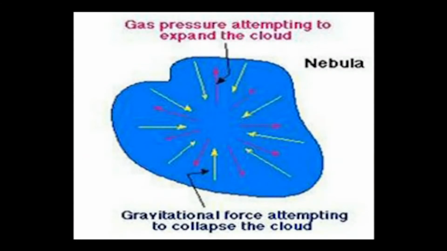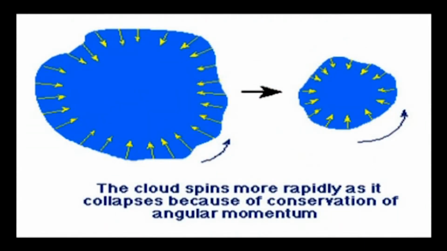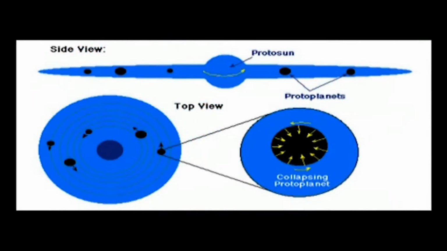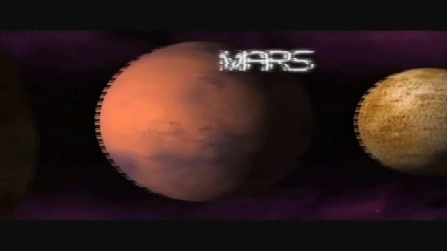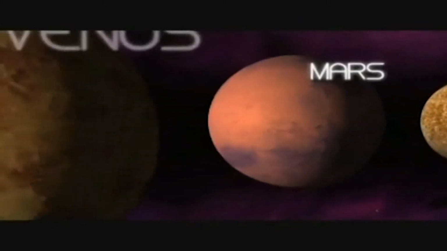This diagram shows the structure of a nebula, where the gas pressure is attempting to expand the clouds. This diagram shows the equatorial bulge of the nebula, which gradually gets detached from the nebula in the form of rings. This diagram shows the release of protoplanets which happened in sequence. Collapsing protoplanets further released their masses as satellites. The ultimate celestial output is the birth of various planets.